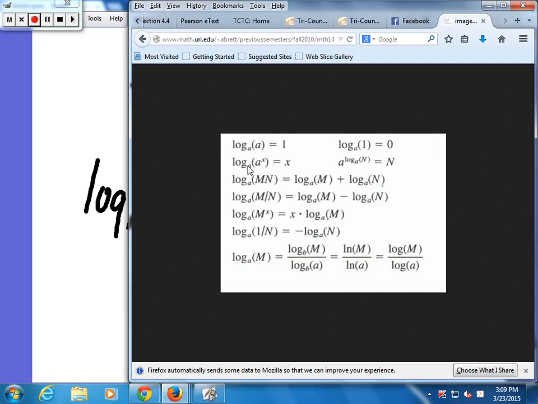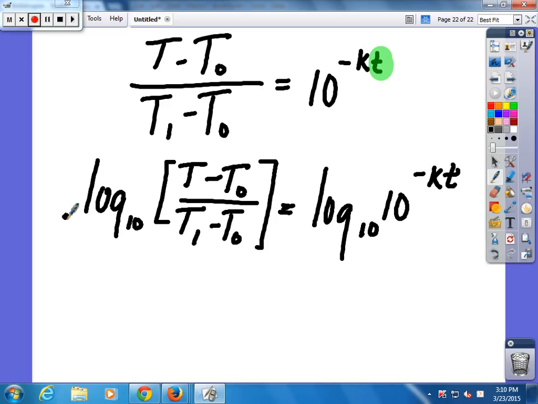But if you have log base A of A to the X, what do you get? So what does that exponent do? It comes down to the first floor. It comes down to here. So ours is not X, it's what? KT or whatever. So using this rule right here, whatever's in this exponent will come down. And that's what you want.